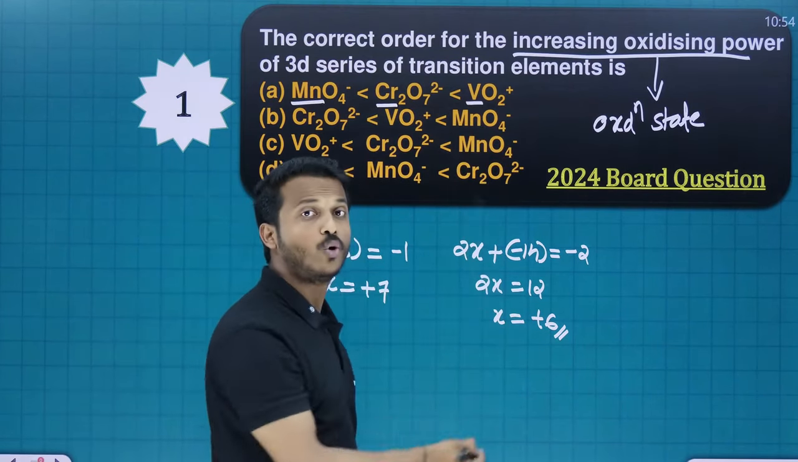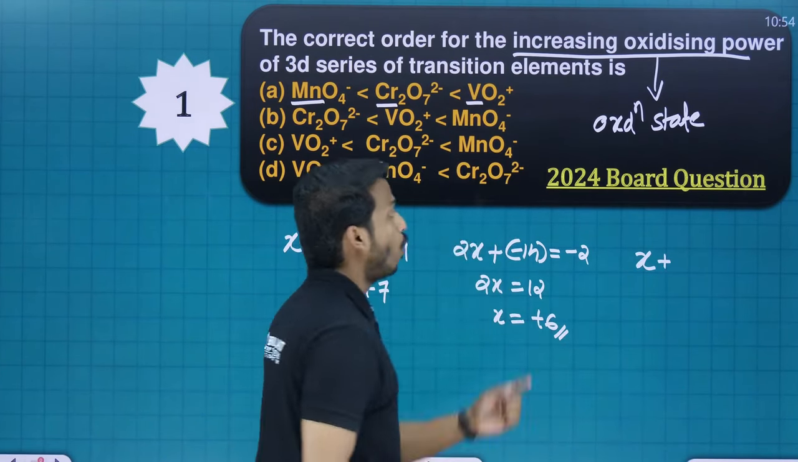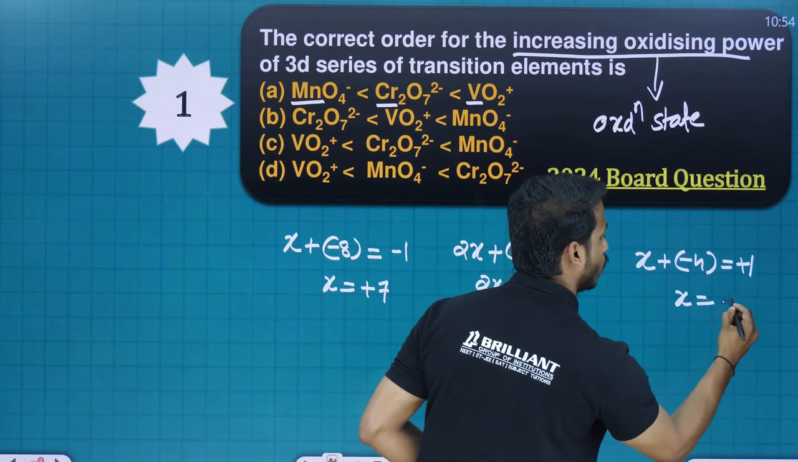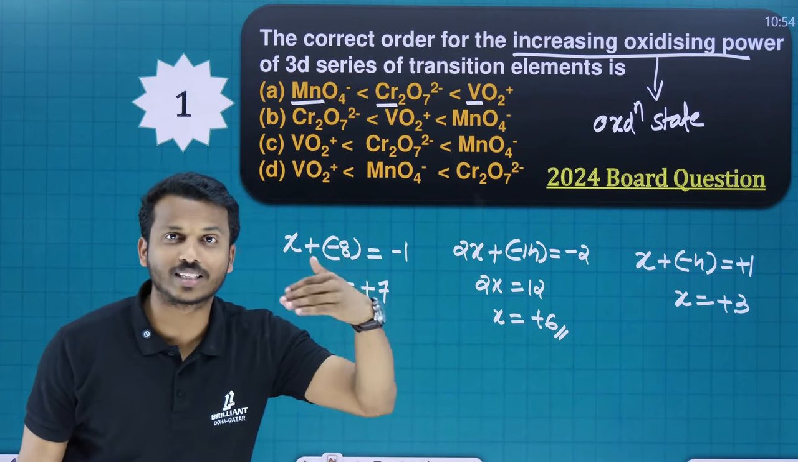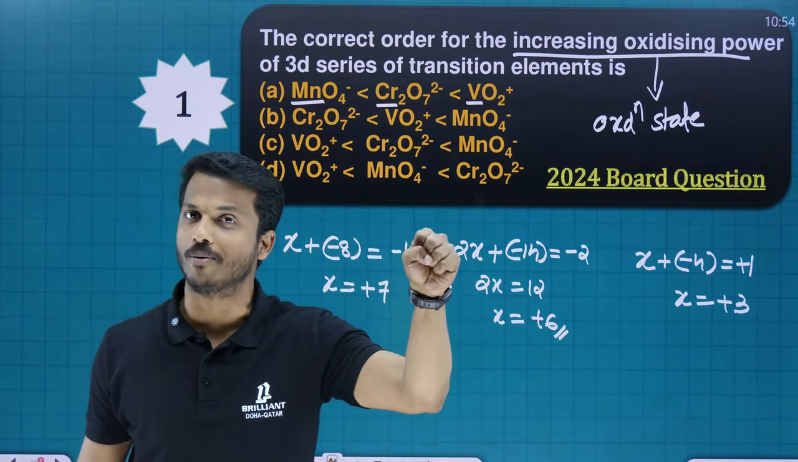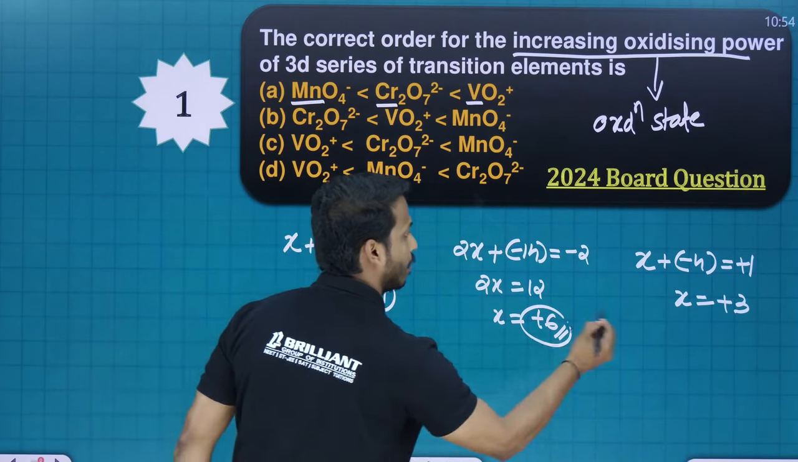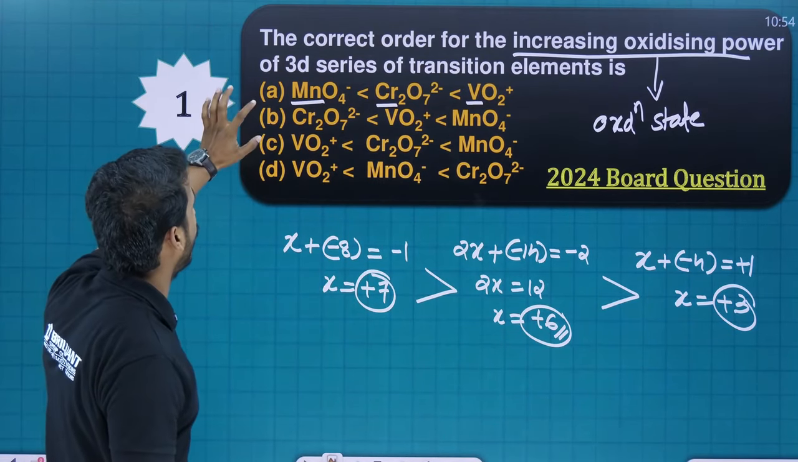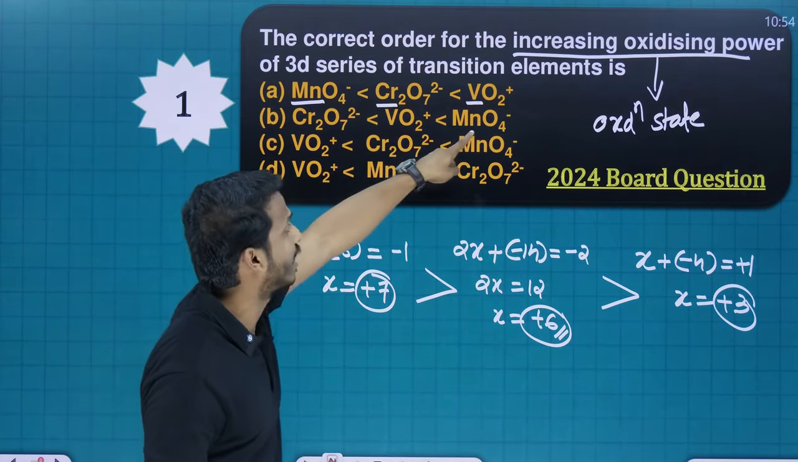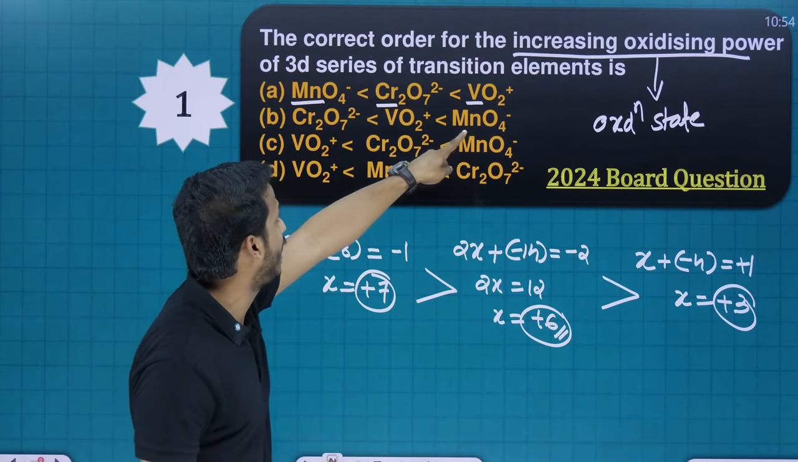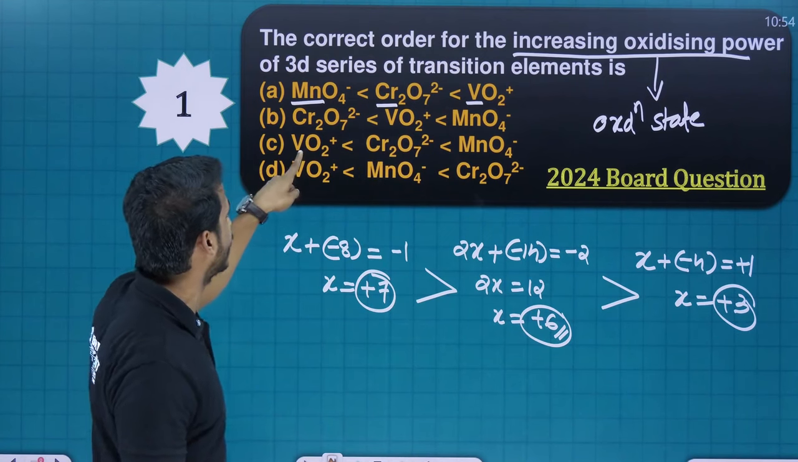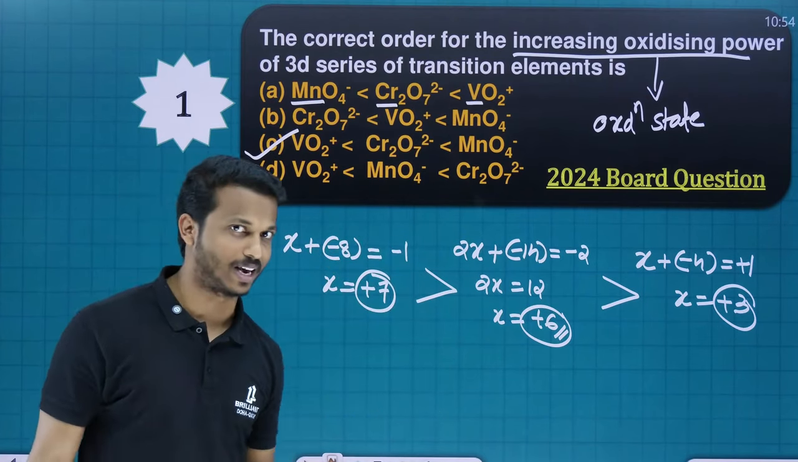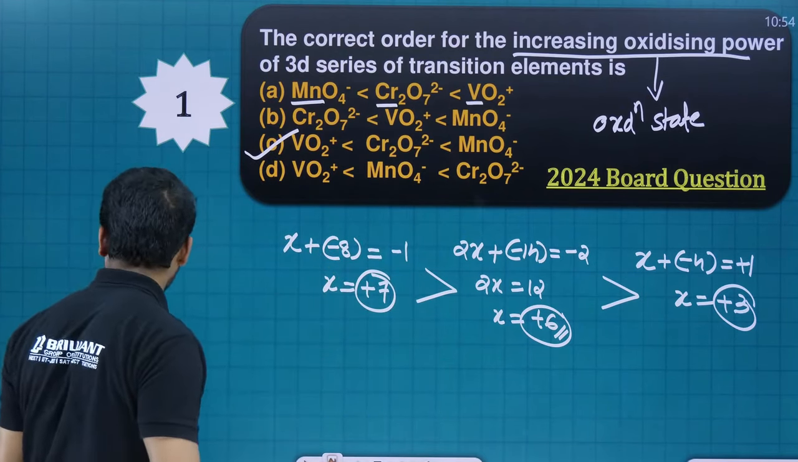What about vanadium in VO2 plus? Vanadium is X, 1 oxygen -2, so 2 oxygen -4 and overall charge is +1. So x equals what? +3. Greater the oxidation state, greater the oxidizing power. So which one has the greatest oxidation state, my dear? This one, MnO4 minus has the greatest. Then Cr2O7 2 minus, and the least one is VO2 plus. So option C. This is the 2024 board question they asked. Ready? I think the question is clear. Let us go for the second question.